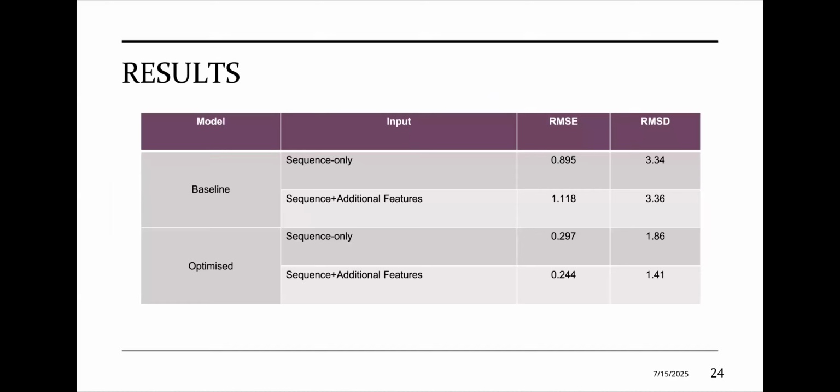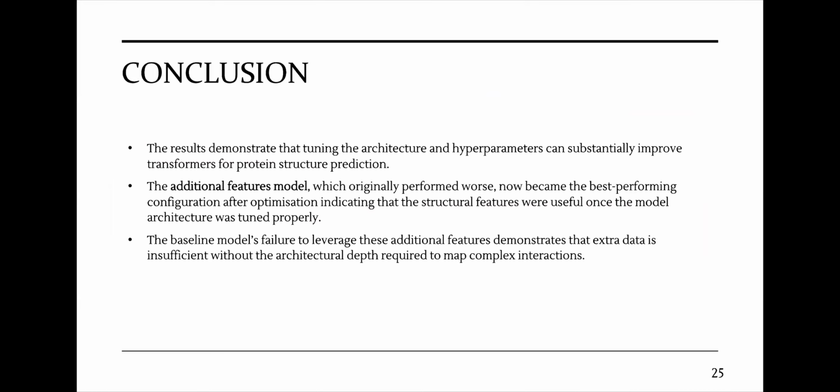The sequence-only model improved its root mean squared distance from 3.3 to 1.86, and the additional features model improved from 3.36 to 1.41. This represents over 50% improvement in structural accuracy and more than a 70% reduction in root mean squared error. The results demonstrate that tuning the architecture and hyperparameters can substantially improve transformers for protein structure prediction.